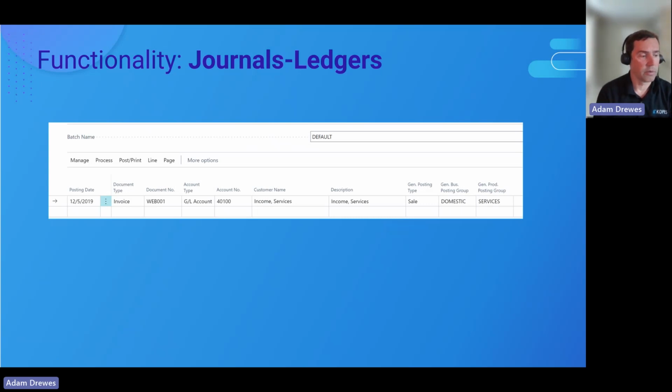Let's check my notes, make sure I have everything. Year-end close journals can be run multiple times, so that's one nice thing. And then allocations.